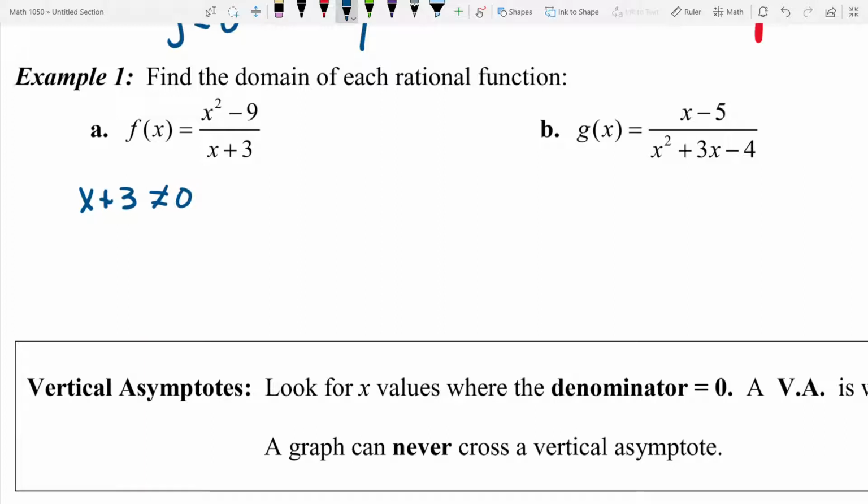What's the second thing you look for when you're looking for domain? Even root. Do I have that? No. So this tells you x cannot be equal to -3. That's your domain. You're done with the problem.